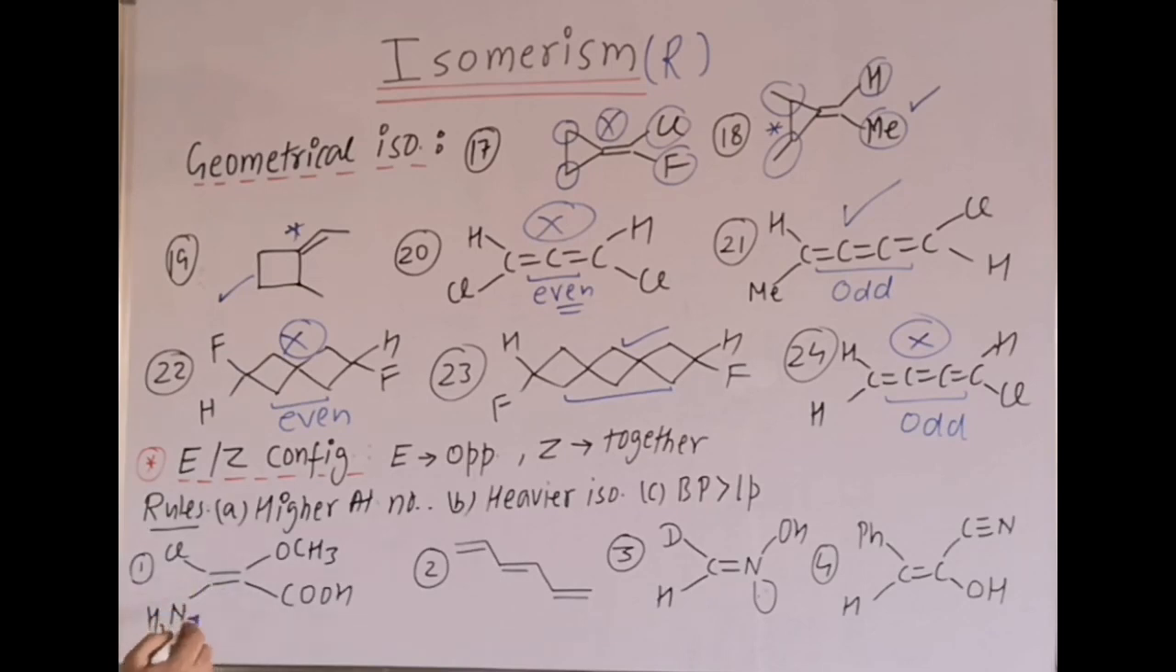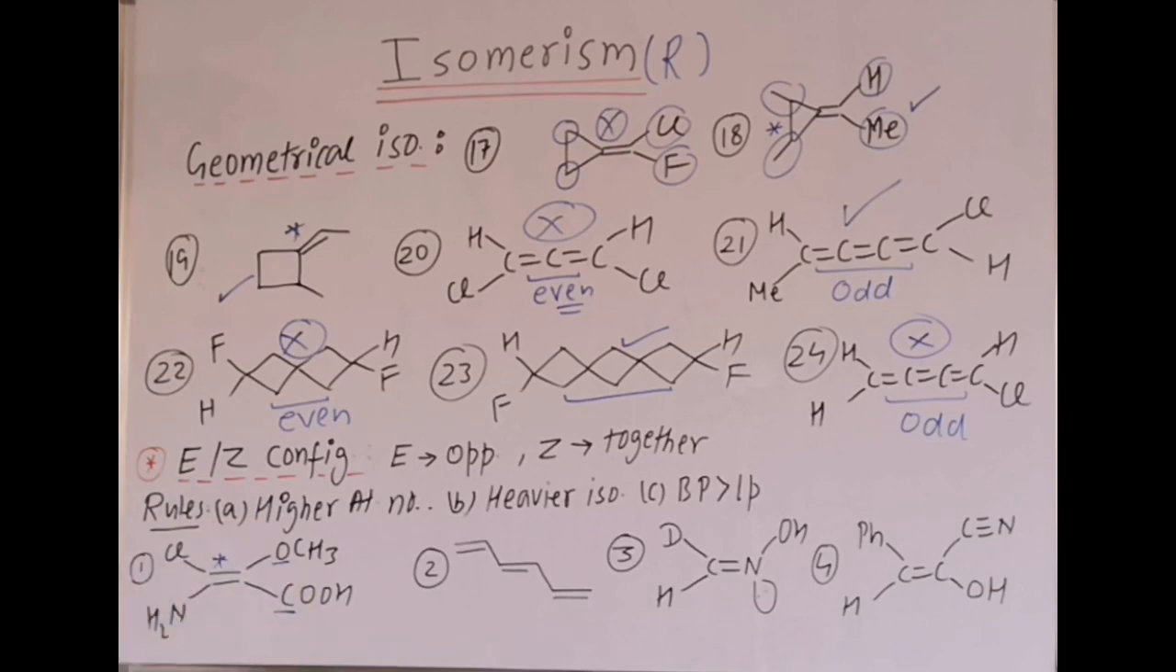Now this is restricted rotation, this is our geometrical center. Two different groups, that means it will participate in geometrical isomerism, and then only we check for E and Z. If geometrical isomerism is not there, there is no use of E and Z. Now here on the right side, first atom is oxygen, first atom is carbon. No need to think about IUPAC priority.